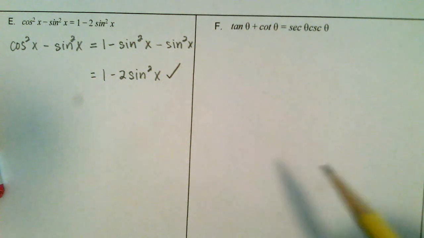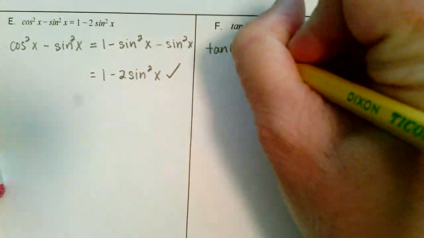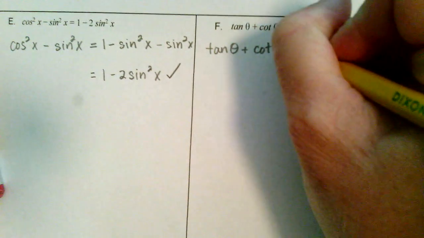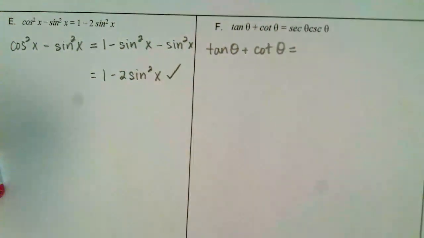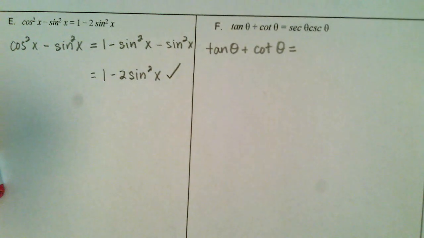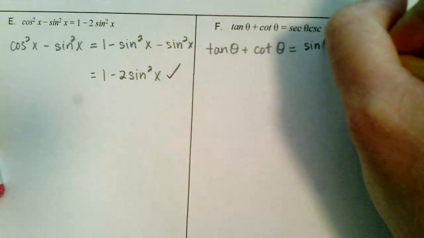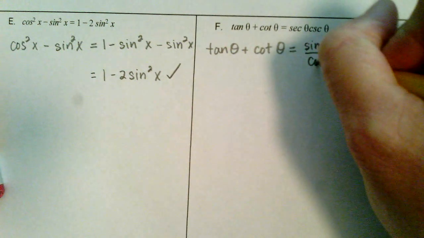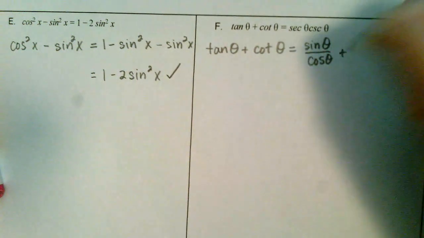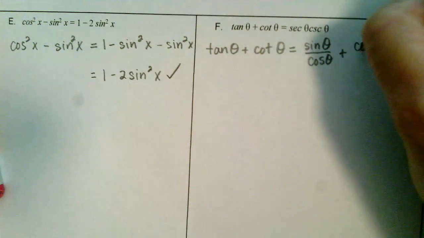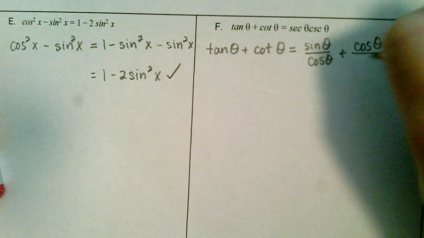So I am going to start with this left side. I have tangent of theta plus cotangent of theta equals. The first thing that I'm going to do, because I don't see anything that I can do right away, is write this in terms of sine and cosine. So I have sine theta over cosine theta plus cosine theta over sine theta.